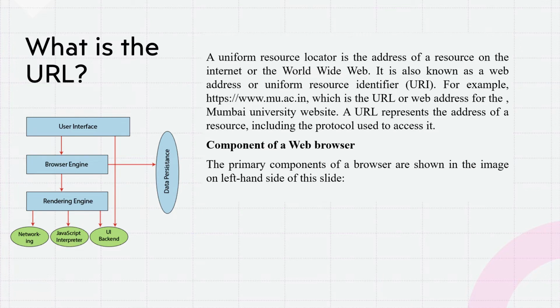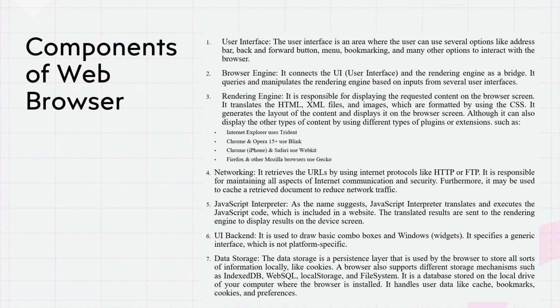Components of a web browser. The primary components of a web browser are shown on the left hand side of this slide. It contains user interface, browser engine, rendering engine, networking, JavaScript interpreter, UI backend, and data storage. Let us discuss these components in detail. User interface. The user interface is an area where the user can use several options like address bar, back and forward button, menu, bookmarking, and many other options to interact with the browser.